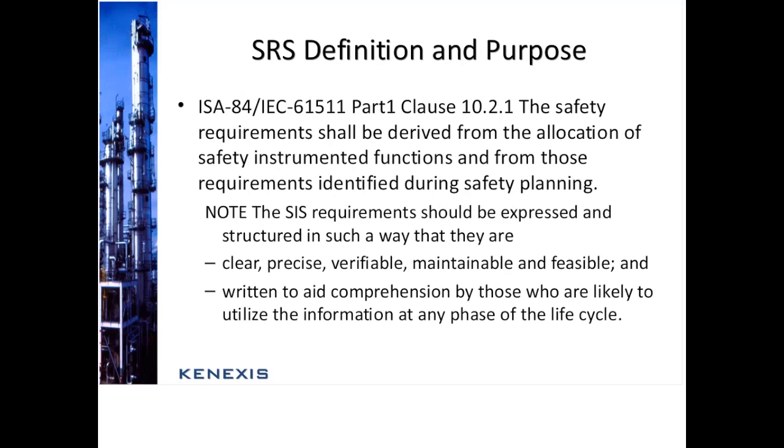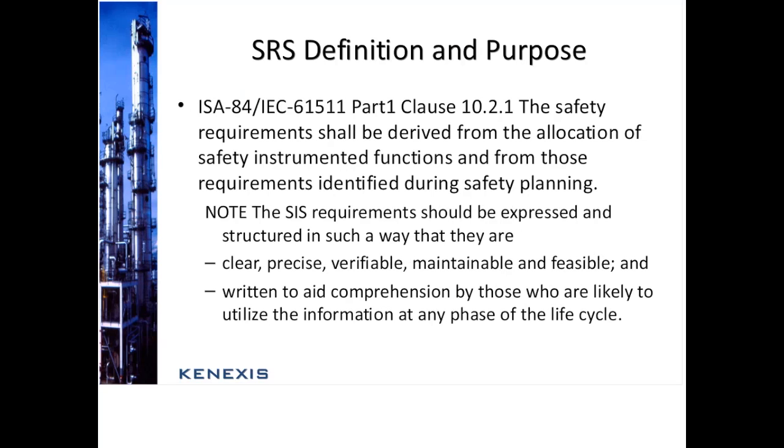The SRS definition and purpose. ISA 84, which is IEC 61511 modified, Part 1, Clause 10.2.1: the safety requirements shall be derived from the allocation of safety instrumented functions and from those requirements identified during safety planning. And again, it states here that they need to be clear, precise, maintainable, and written to aid comprehension by those who are likely to utilize the information at any phase of the lifecycle.